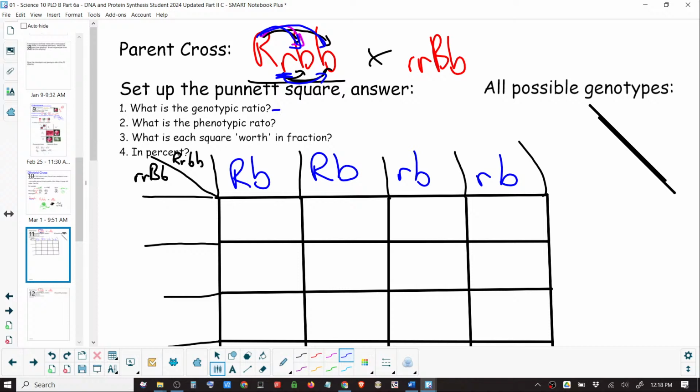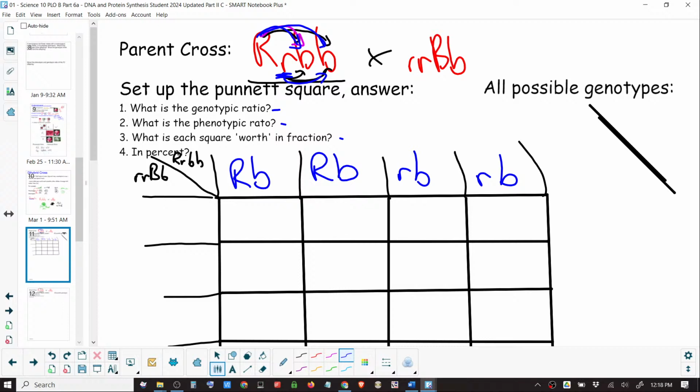I am going to want to know the genotypic ratio in numbers. I'm going to want to know the phenotypic ratio in numbers. I'm going to want to know what each single square is worth as a fraction, and what each square is worth as a percent. And then I'm going to want to know the genotypic and phenotypic ratios in percents.